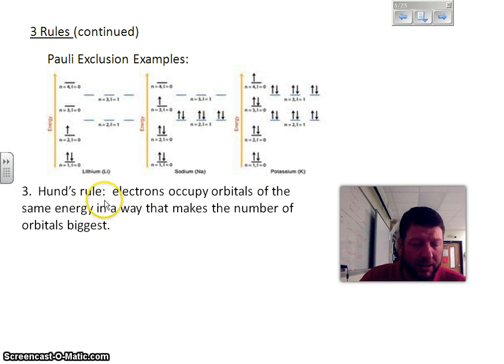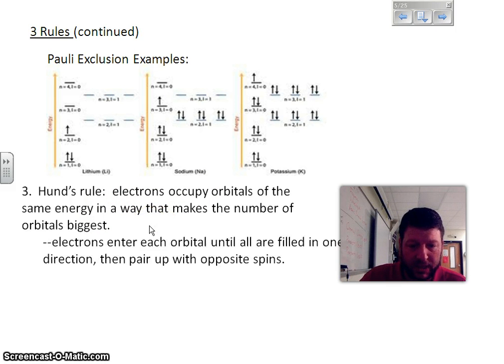And now Hund's rule, I misspoke earlier. Hund's rule is the rule where electrons will occupy orbitals of the same energy in a way that makes the number of unpaired electrons biggest. Okay? Electrons enter each orbital until all are filled in one direction and then pair up with opposite spins. And that is what you can see up here at the top in the examples. Each box will receive an electron before it will receive a second one. Okay.